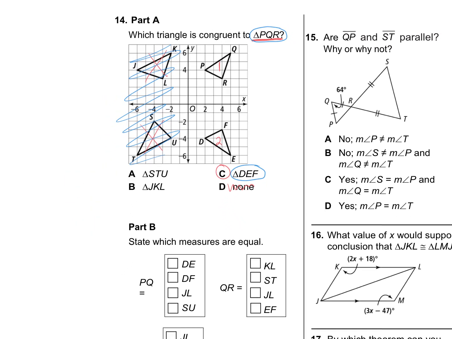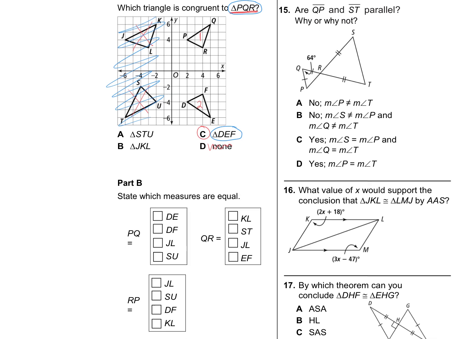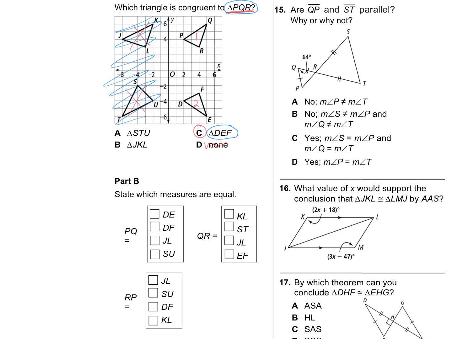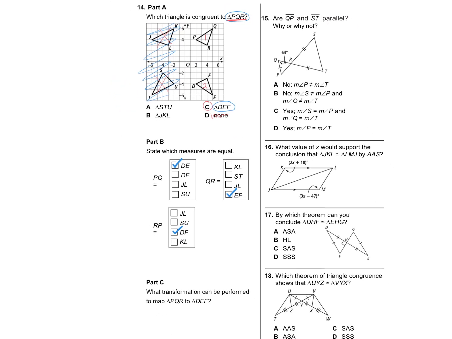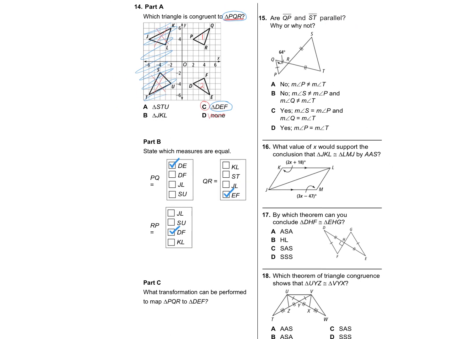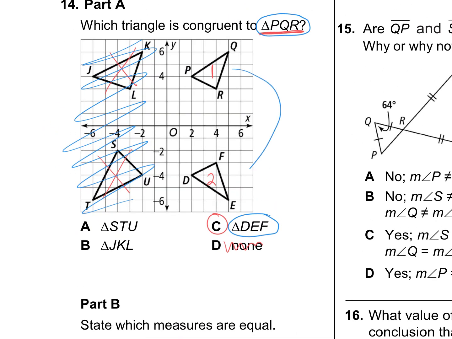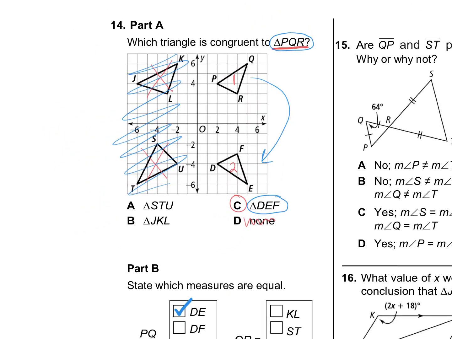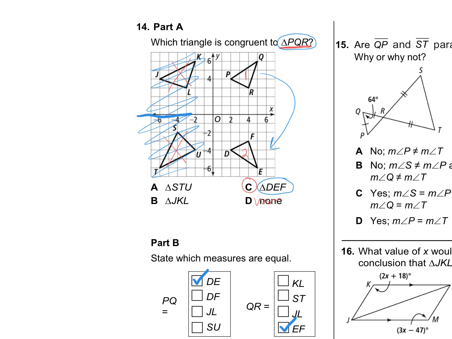Looking at Part B, it's just asking which side lengths go together. So PQ is congruent to what in DEF? DE. QR is congruent to EF. And RP is congruent to DF. And then the last one, Part C, is what transformation can be performed to map PQR onto DFE? Reflection across the x-axis. Good.